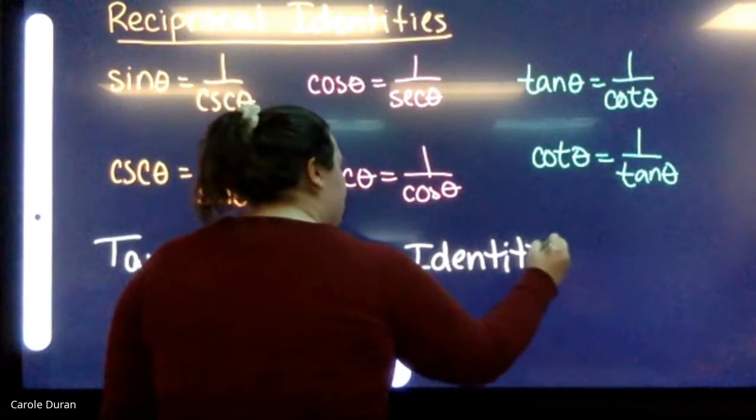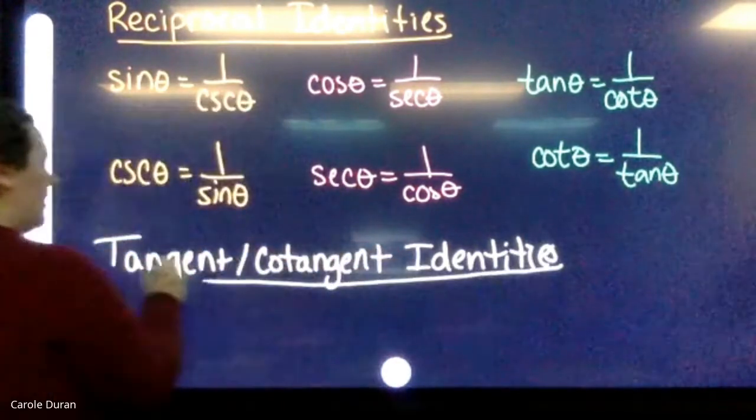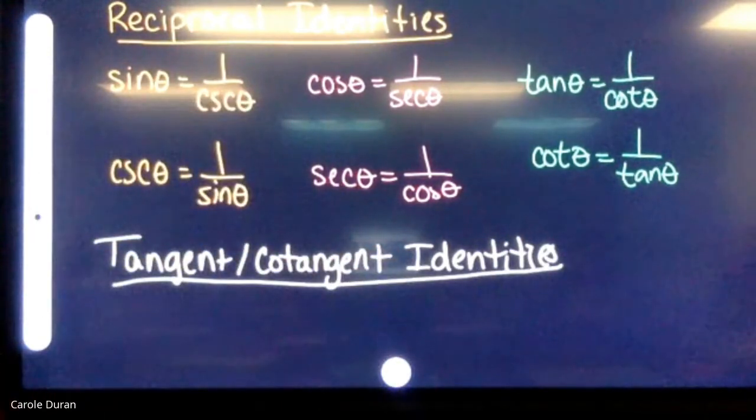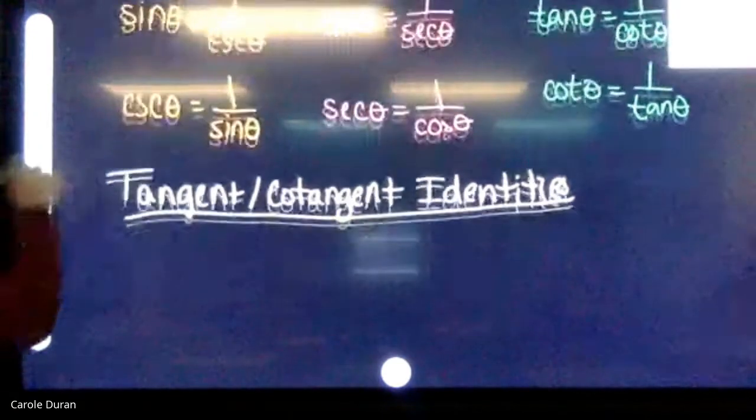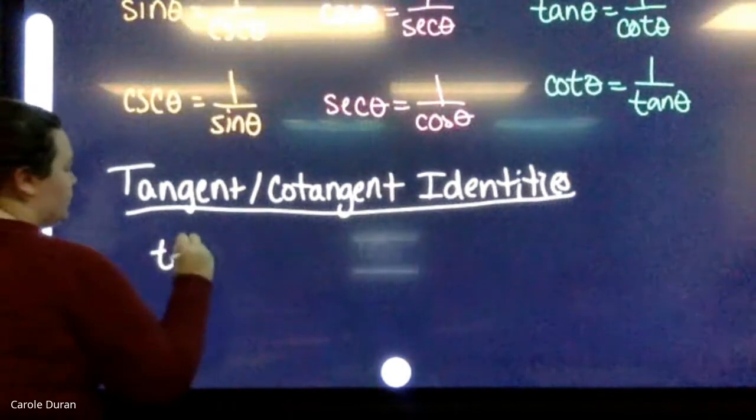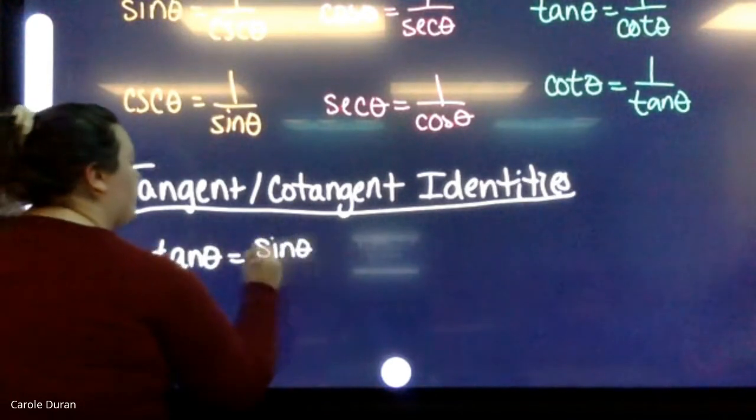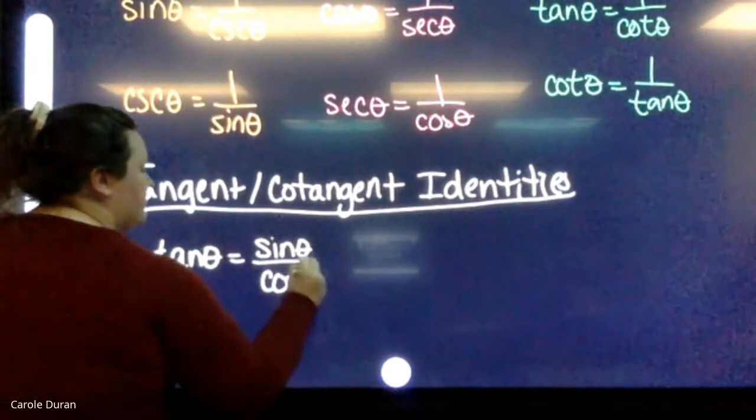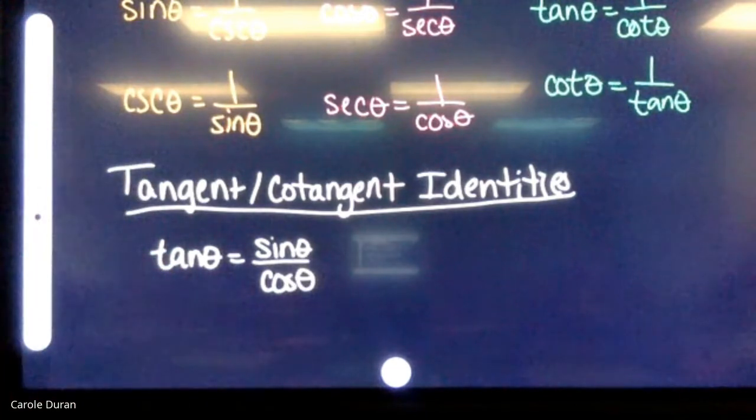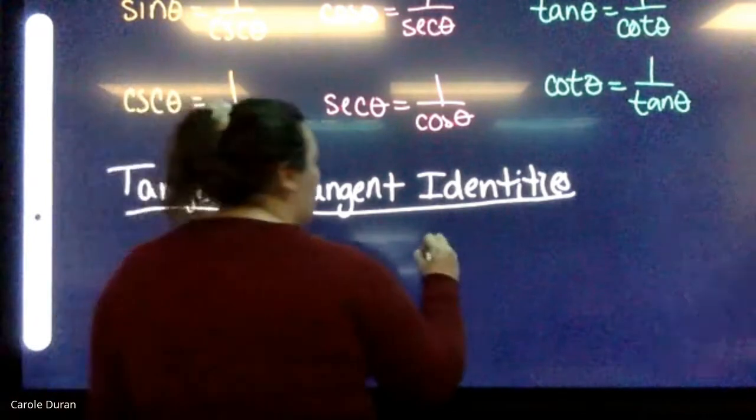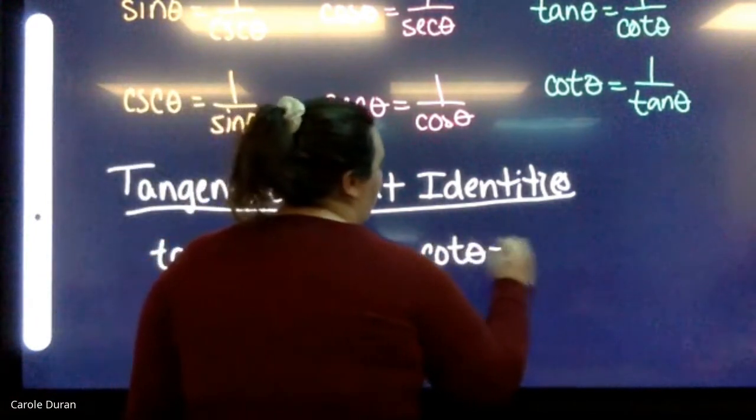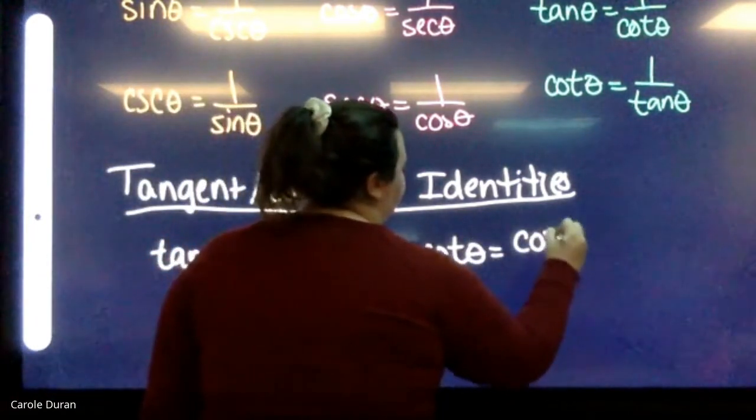So the next identities we're going to write are our tangent and cotangent identities. There are only 2 of them, so it won't take up much space. The first identity is our tangent identity, and it says that tangent is equal to sine over cosine. The cotangent identity then is just the reverse of this one. So cotangent is equal to cosine over sine.